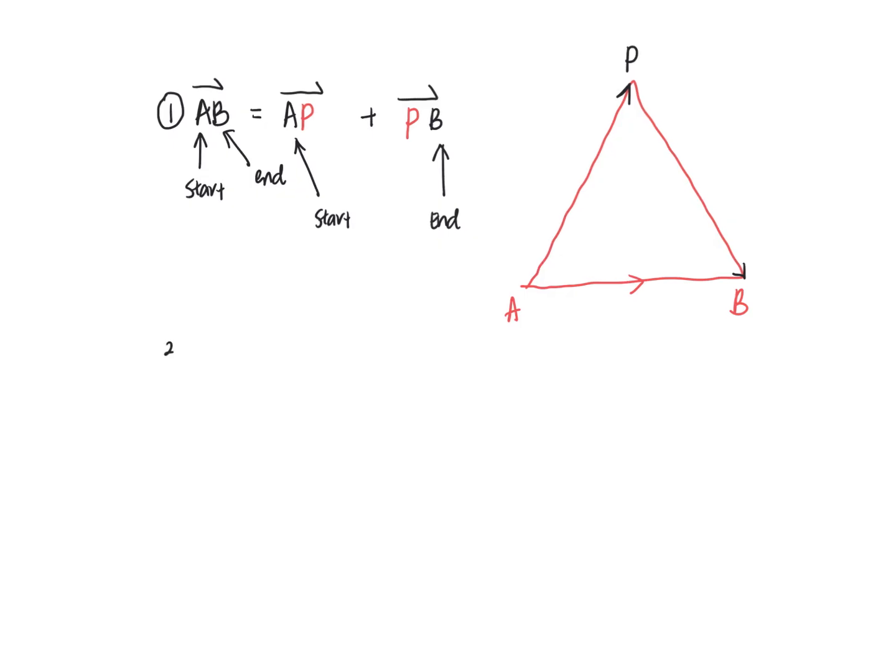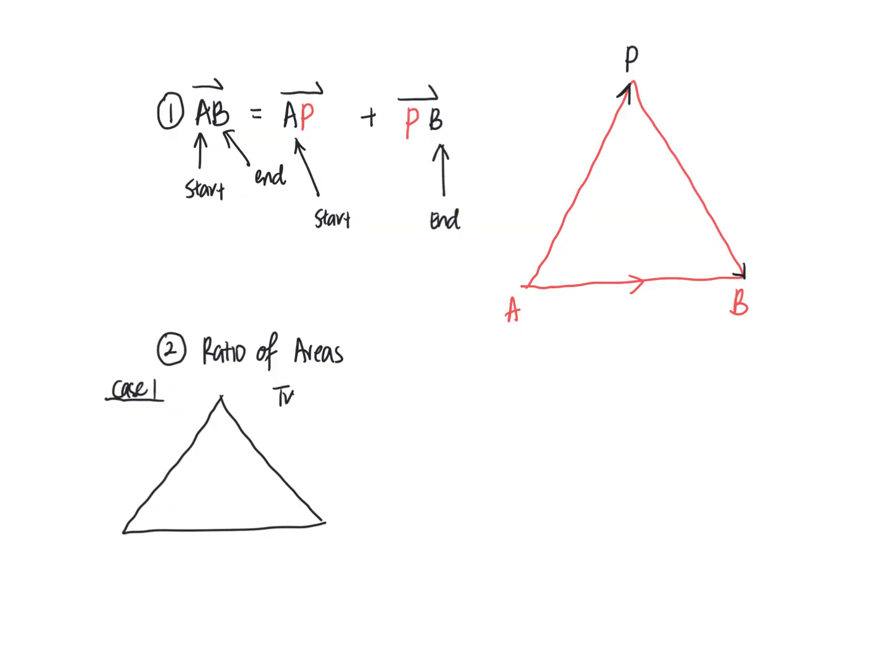Okay, second thing is about ratio of areas. So if I have case 1, got 2 cases. So case 1 is when I have triangles with common height.